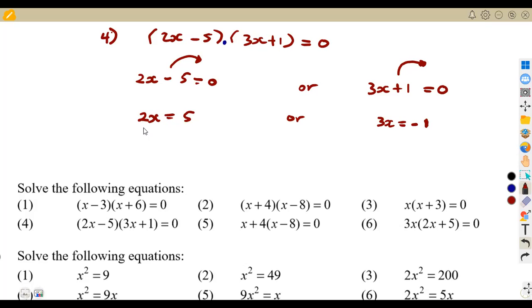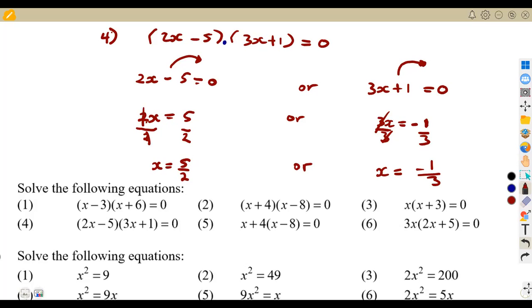This is 2x, not x. So how do I obtain x? I have to divide by 2, because we are multiplying. When I divide by 2, I cancel this, so x is going to be equal to 5 over 2. Or here, because I've got 3x, I'm going to divide by 3 on both sides. So x is going to be equivalent to negative 1 over 3. These are the possible values of x that we can obtain from this equation.